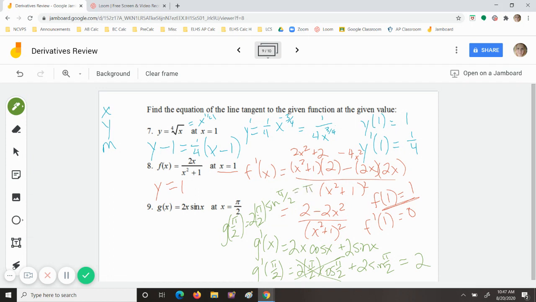So now let's write that equation. Y minus the y coordinate, which is pi, equals our slope m, which we said was 2, times x minus the x coordinate, which is pi over 2. And of course, we could simplify down if we needed to for the problem, but for this, we're just going to leave it as it is.